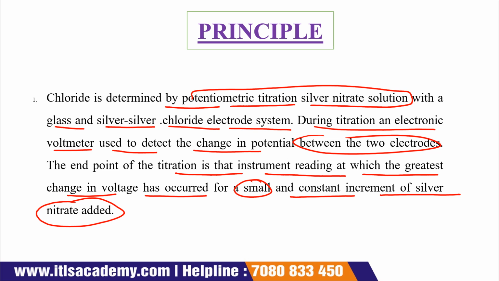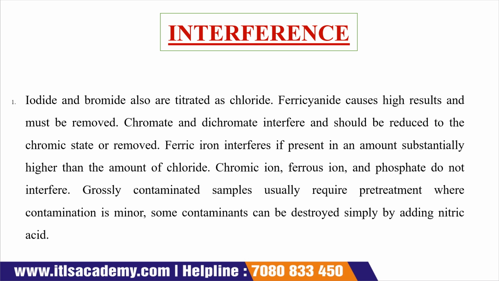Now the next is interferences. Iodide and bromide are also titrated as chloride. That means if iodide and bromide are present in our sample, they will interfere in the reaction, because when the titration occurs, they will also be titrated along with the chloride. Ferricyanide causes a high result and it can be removed.